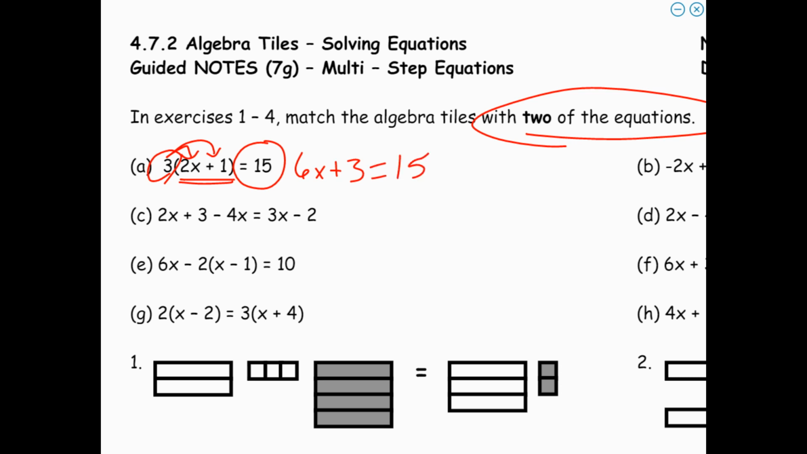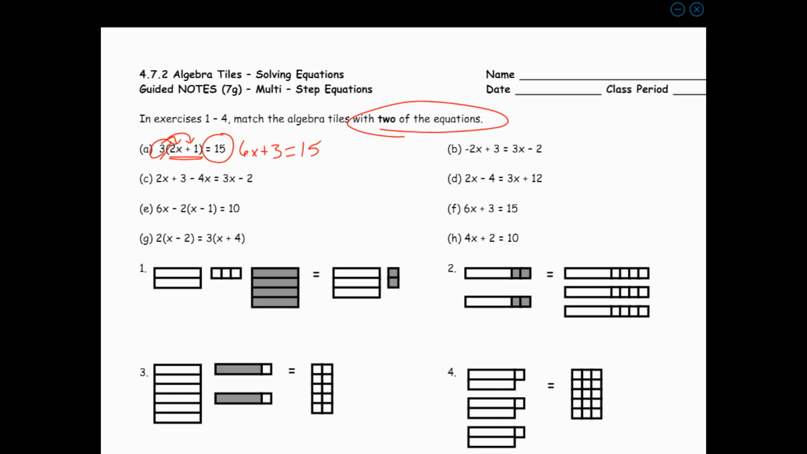Okay, so which one does this match? 4. So A and F match. All right, so now you have to match them up. Yep, so this one, simplify it.